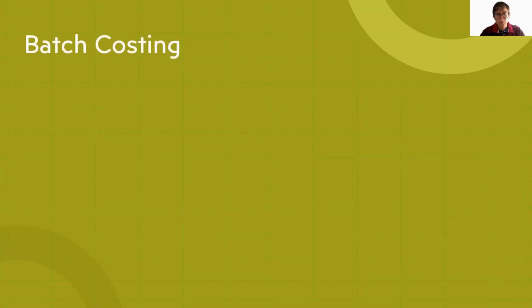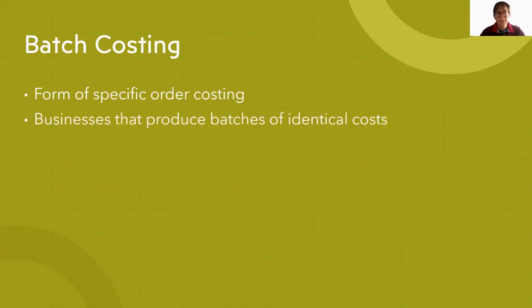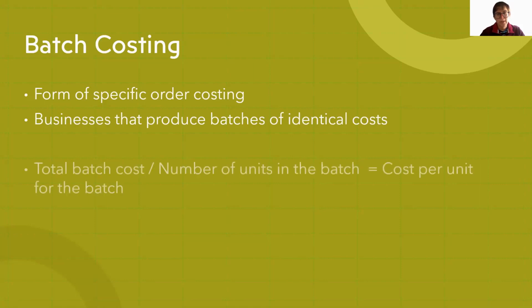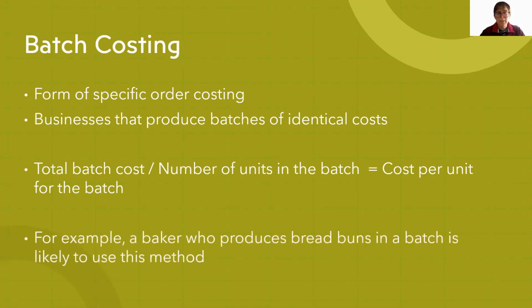Batch costing is the next one. This is another form of specific order costing, and it is for businesses that produce batches of identical costs. It can be calculated by doing your total batch cost divided by your number of units in the batch, which will give you the cost per unit for each batch. A good example of this is if you think about a bakery. For example, they will produce a dozen bread buns or however many in a batch. Thus, they are likely to use this method.